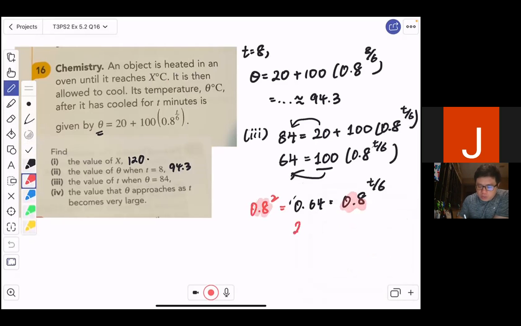Comparing the two, the bases are the same, so we can straight away drop the base. So 2 is equal to T over 6, and T is equal to 12. So that's part 3.